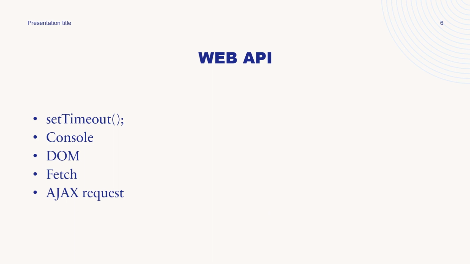What does DOM stand for? DOM stands for Document Object Model. This Document Object Model is a programming interface for web documents. What are the web documents we are talking about? Markup documents are the web documents. It represents the page so that programs can change the document structure, style and content. Now let's see what the DOM is.